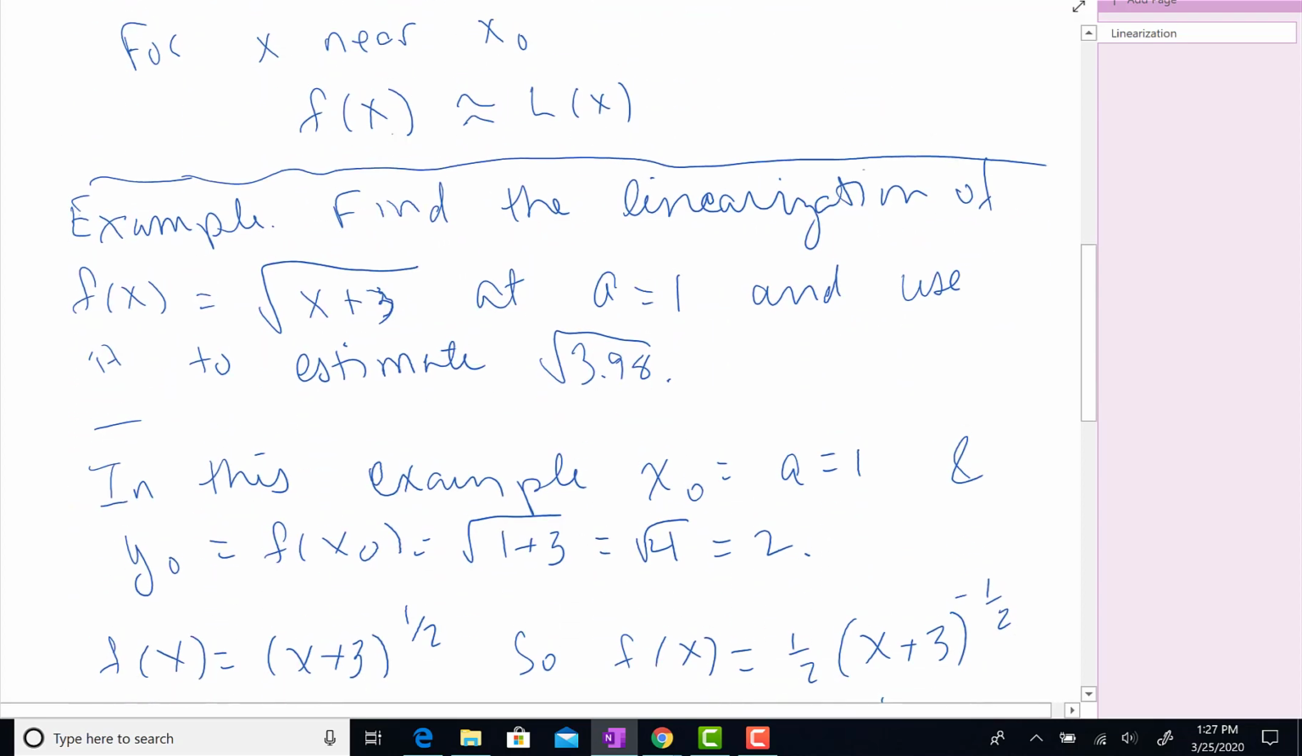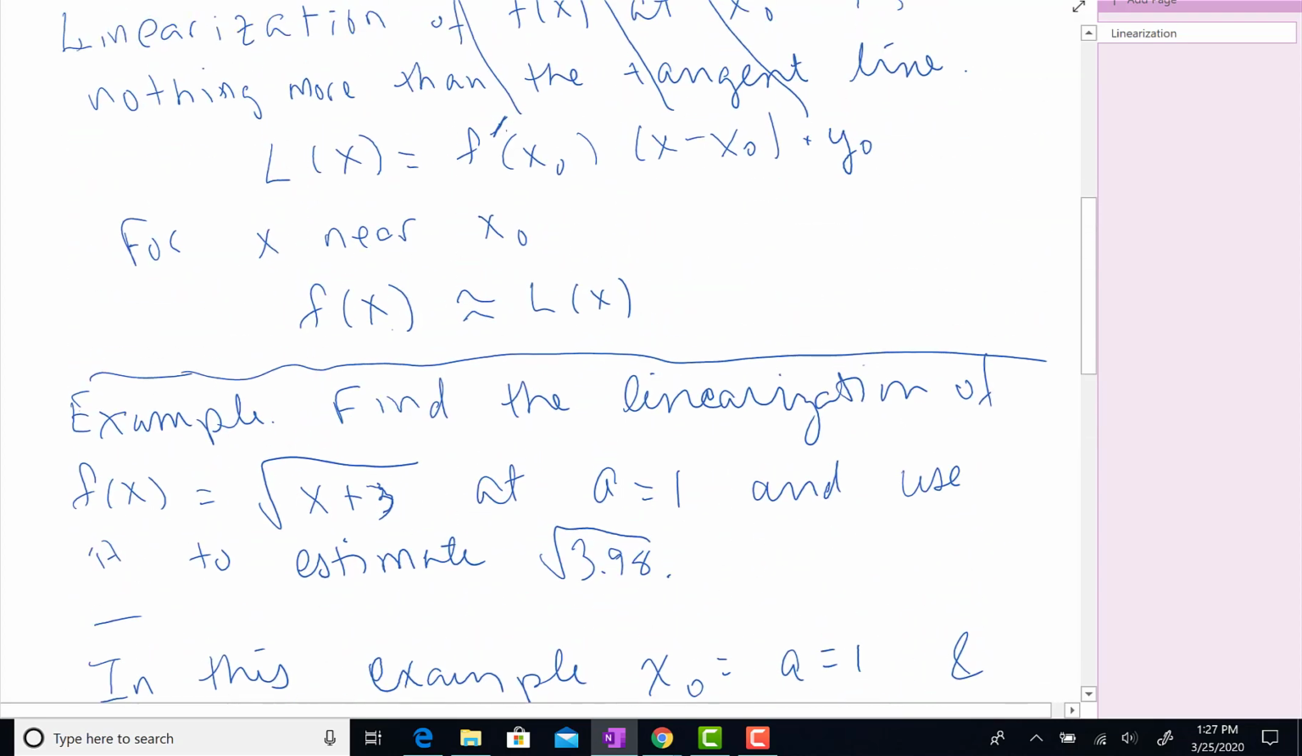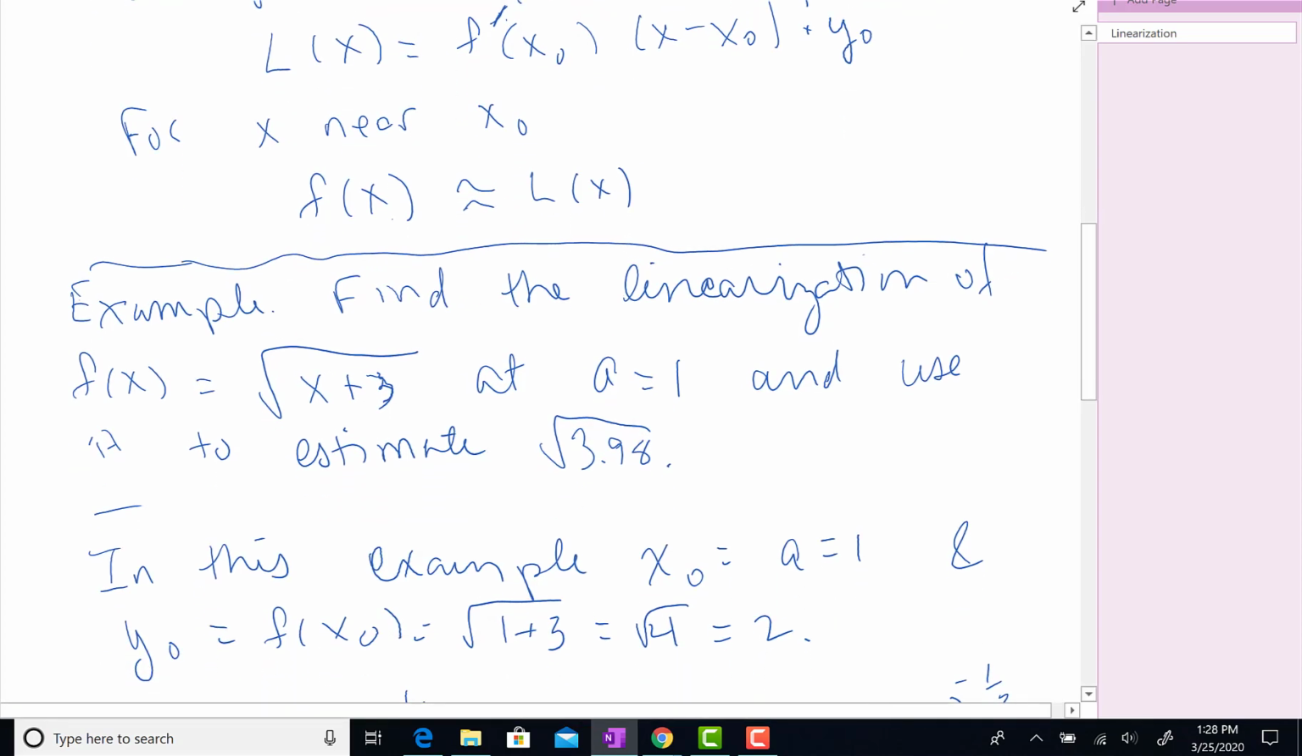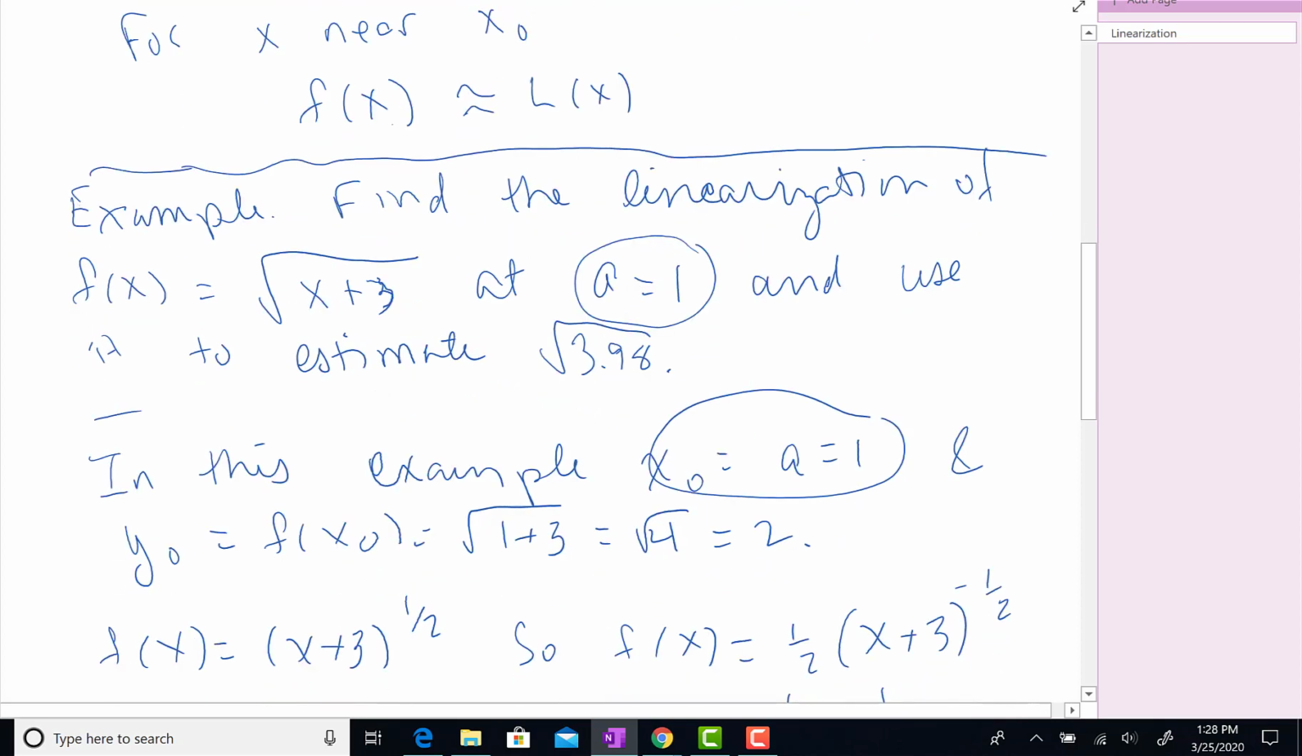Okay, so we're going to find the linearization of a given function at a equals 1 and use it to estimate the square root of 3.98. The function is the square root of x plus 3. Even though it says a is equal to 1, we're thinking of that as the x value, so we take that as x0. The y value is y0, that would be f evaluated at x0. We just plug in 1: the square root of 1 plus 3 is the square root of 4, which is 2.